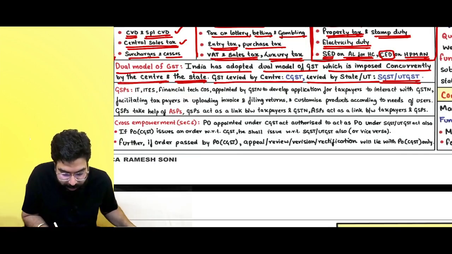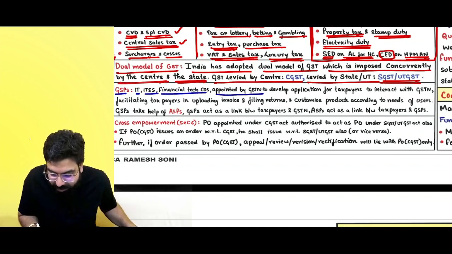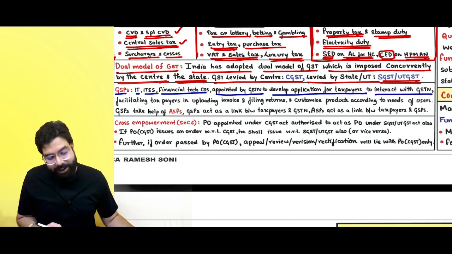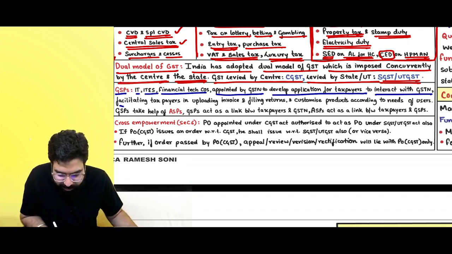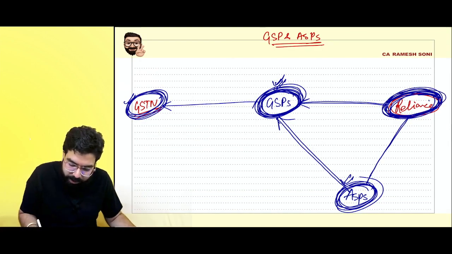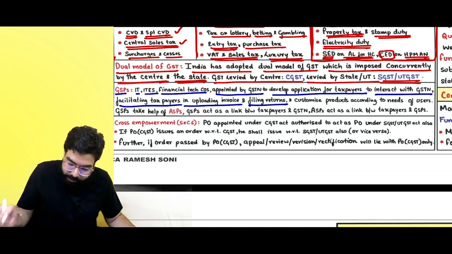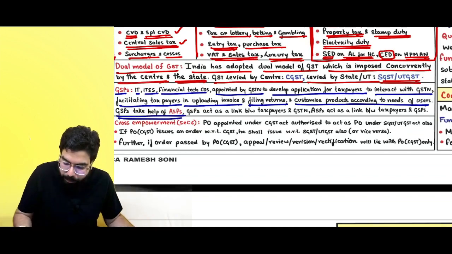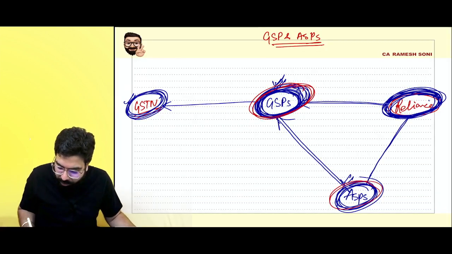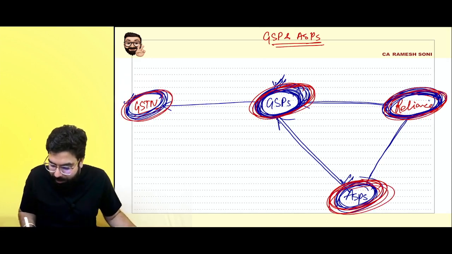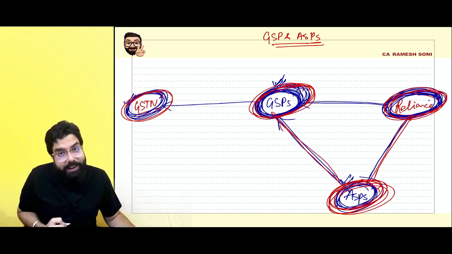The same thing is told over here. GSPs are IT companies, financial technology companies, appointed by the GSTN to develop applications for taxpayers to interact with the GSTN, Goods and Service Tax Network. They facilitate taxpayers in uploading invoices and filing returns. So whenever they want to upload returns, etc., GSPs will help. They customize products according to the needs of the users. GSPs sometimes take the help of ASPs also, and GSPs act as a link between taxpayer and GSTN, and ASPs act as a link between taxpayer and GSP.